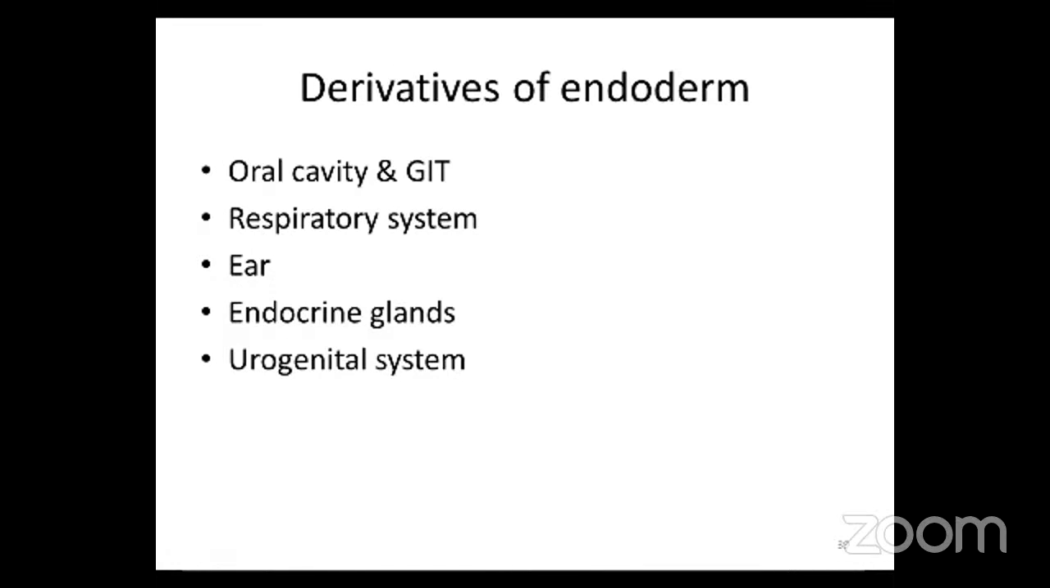Along with that, the eustachian tube, which connects the middle ear with the nasopharynx, is also lined by endoderm. Okay, middle ear cavity and eustachian tube. Then endocrine glands: thyroid, thymus, parathyroid gland. These are the endocrine glands, and some parts of them are endodermal.